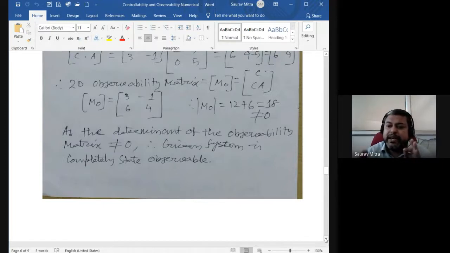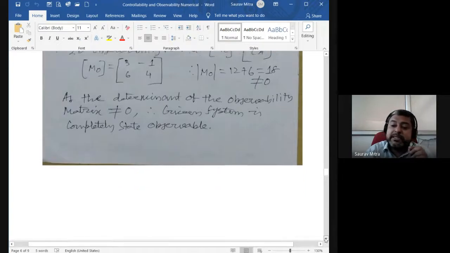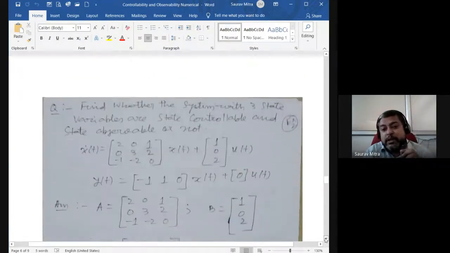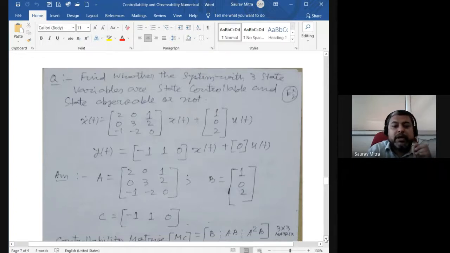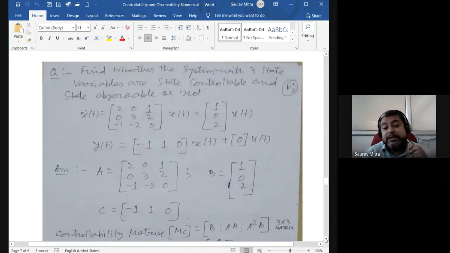So the main thing is find MC, find MO, find determinant of MC, find determinant of MO. If the determinant is non-zero, that means the system is completely state observable, completely state controllable. Same numericals, this is nothing different. We are doing it for a higher dimension system.